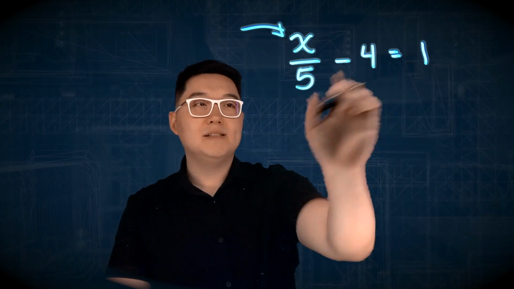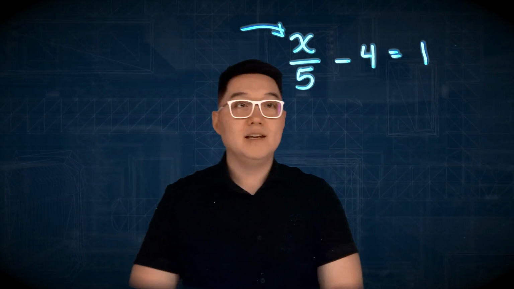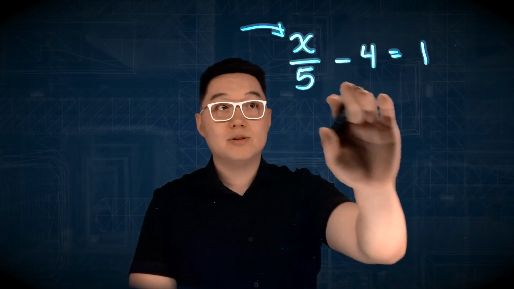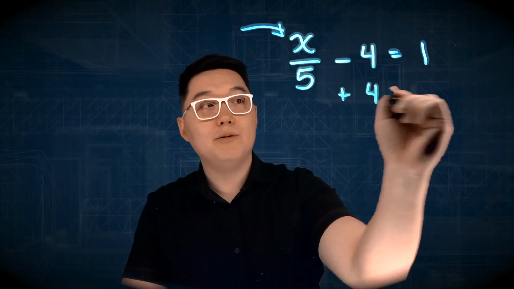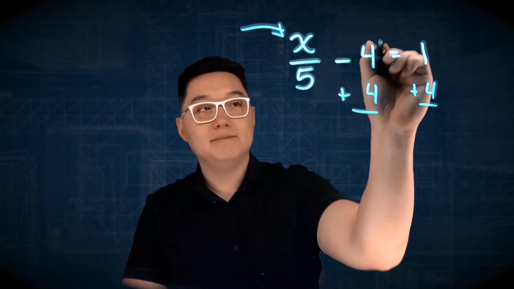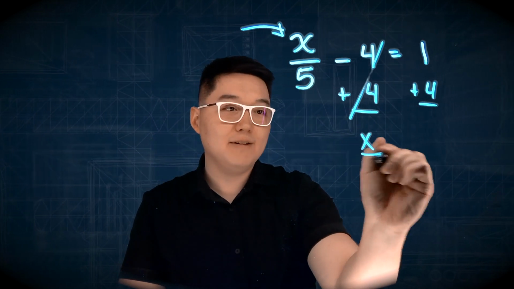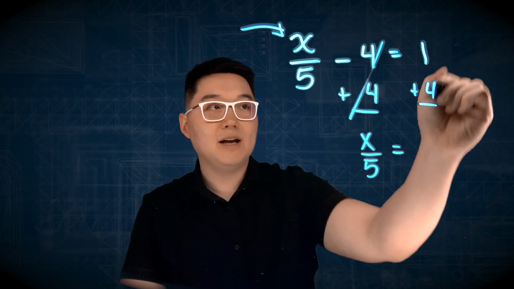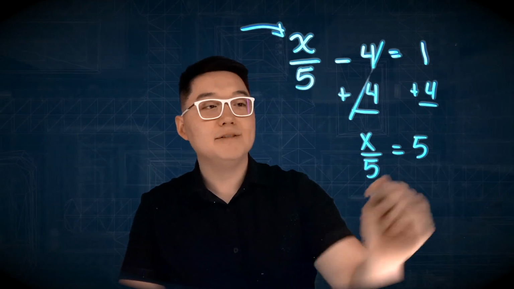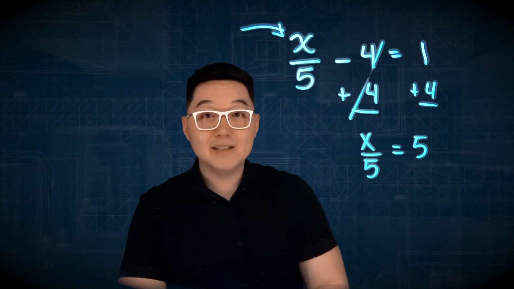So what's the opposite of subtracting 4? The inverse operation of subtracting 4 is to add 4 to both sides of the equal sign. That way we have x divided by 5, but on this side we got 1 plus 4, which is 5. And now we're almost done.